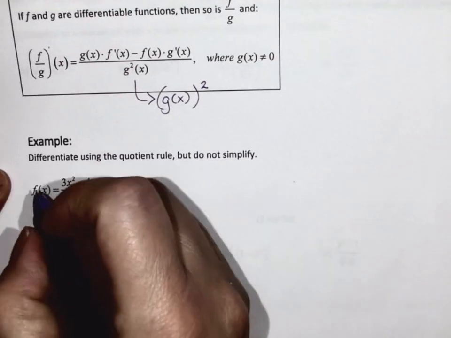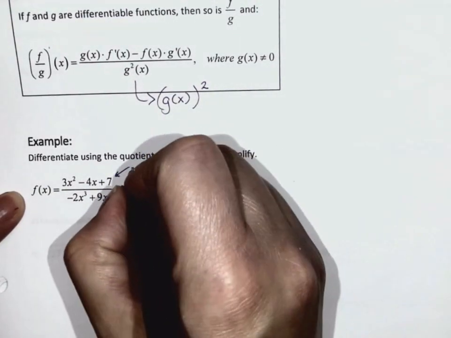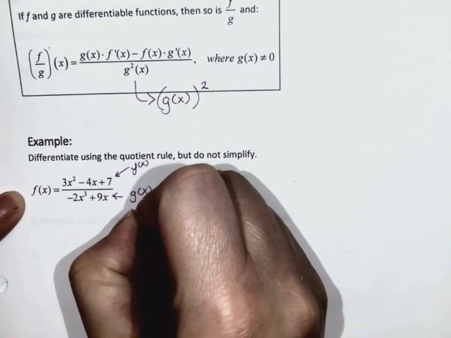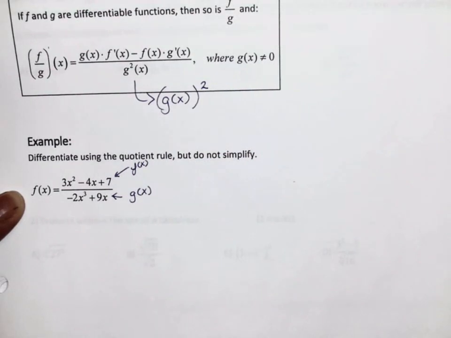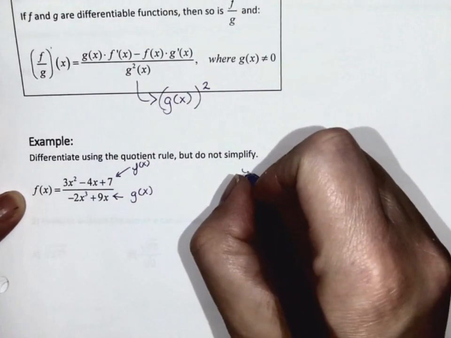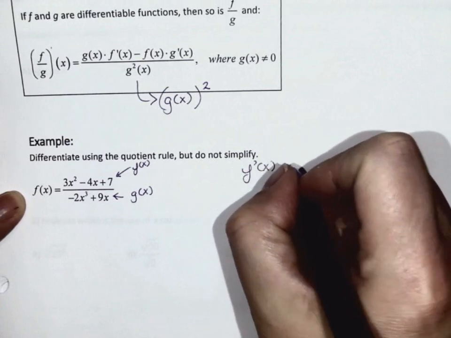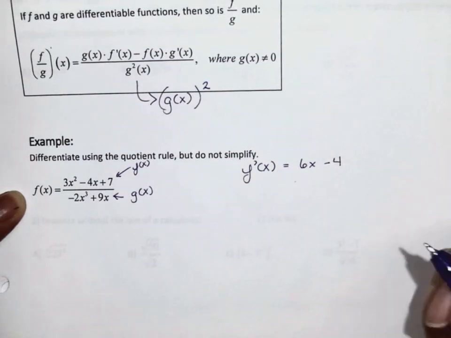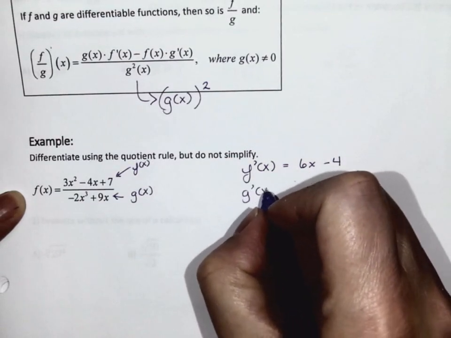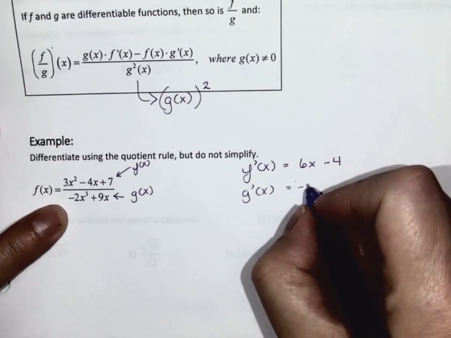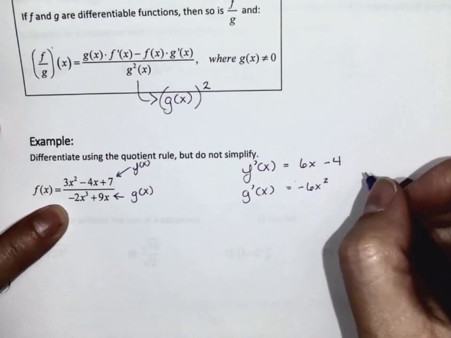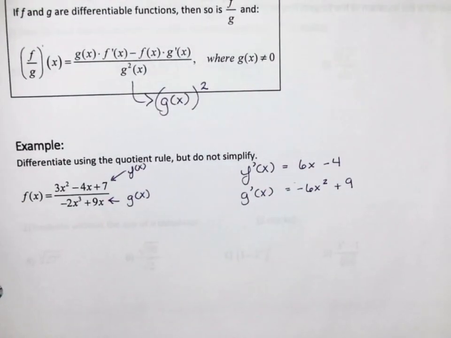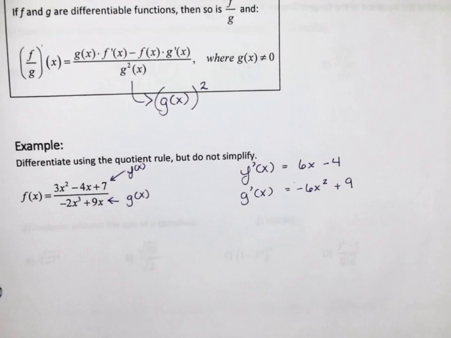So we know that our top function is the f of x one, and our bottom function is the g of x one. Off to the side, I'm going to do the derivative of f of x, which is 6x minus 4. And I'll do the derivative of g of x while I'm here, which is negative 6x squared plus 9.